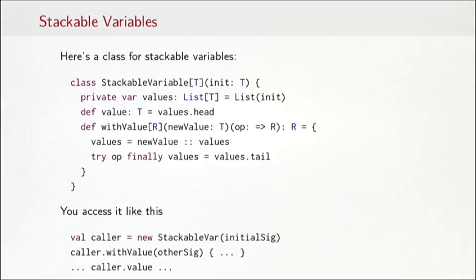Here's the implementation. It's rather simple. So the class Stackable Variable has a type parameter t and a value parameter which gives its initial value. Here's the stack maintained as a list of values. The current value is the head of the list, and the with value operation takes a new value and an operation to perform that would have this new value as the top of the stack. So what it does is it puts the new value on the top of the list, it executes the operation, and when it's done with that, it pops the value of the list, so the list becomes its own tail.